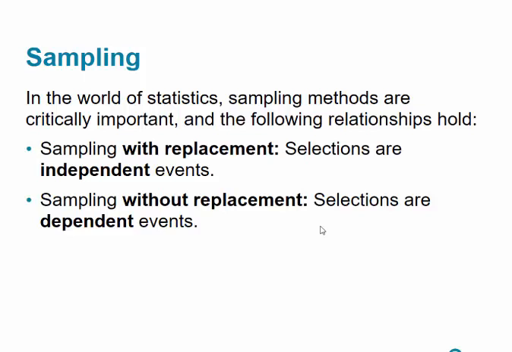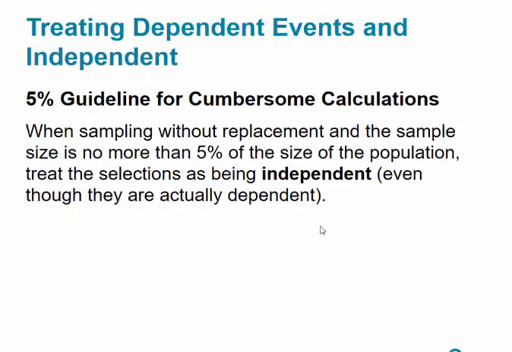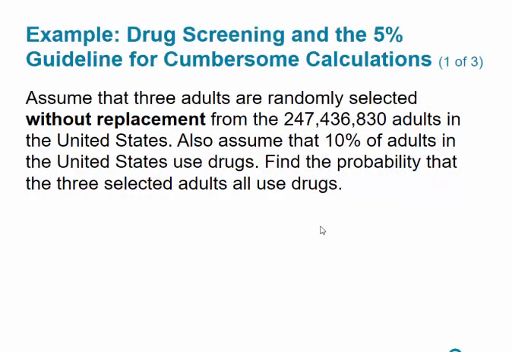So the fact that I selected the card first and then did not replace it has changed the probability of selecting the next card. The next thing we're going to talk about is the 5% guideline for cumbersome calculations. Now, if we're sampling without replacement, and the sample size is no more than 5% of the size of the population, we can treat the selections as being independent, even though they're actually dependent.